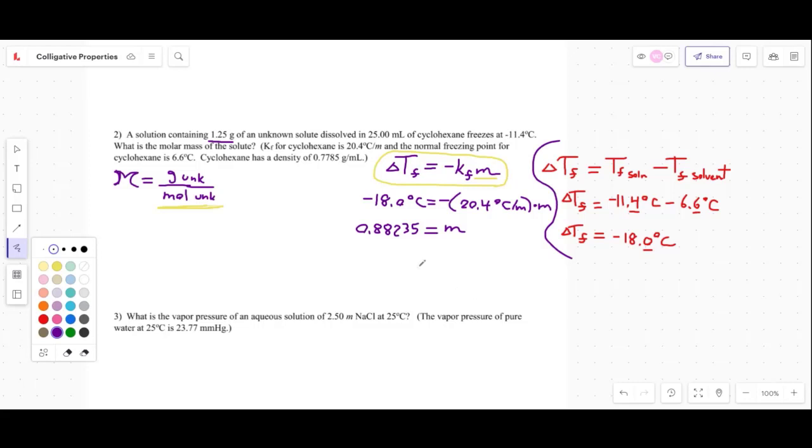So here we go, 0.88235. So 5 significant figures. It's actually only 3, but I'm going to put 5. And this is molality. All right, so now we have the molality. What now?